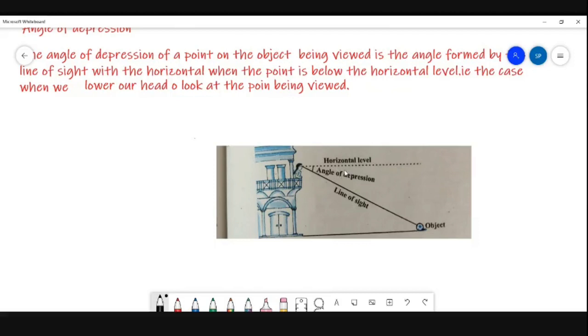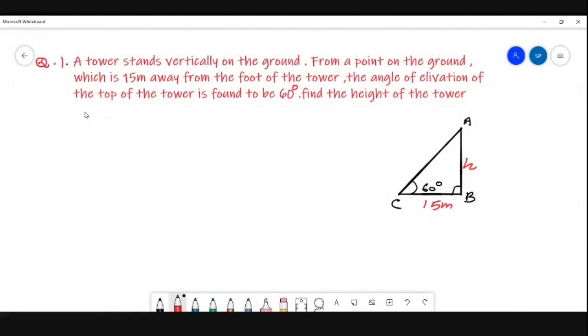So angle of depression comes when we look at an object which is on the ground from the top of some building or tower. That is what we have seen here. This is the horizontal line. This is called the line of sight to the object. And here we have the angle of depression. That's what is written here. It happens when we lower our head to look at the point being viewed. Here we have question number 1.